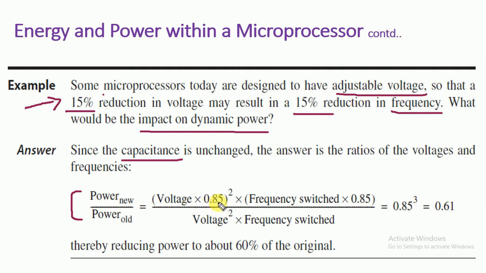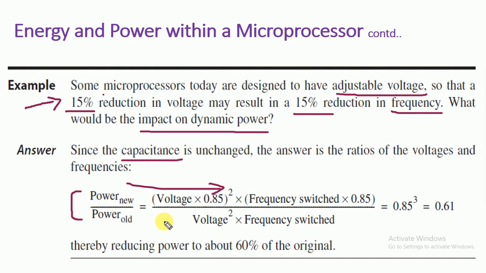So as it is 85% voltage, that is 0.85 squared into frequency switched into 0.85. That is the situation of a new system. Now for the old system, we are considering voltage square, that is the normal formula, voltage square into frequency switched.